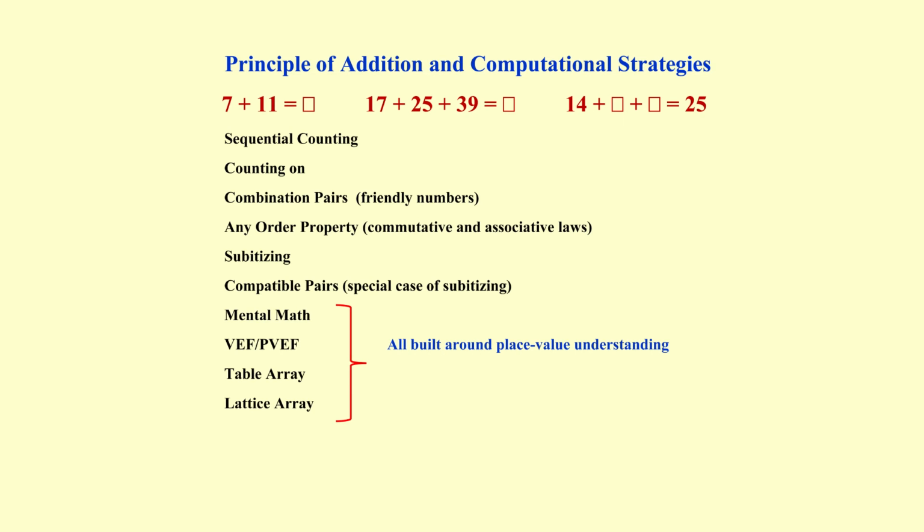And so we've talked about value expanded form, place value expanded form. We talked about mental math. We talked about table array. And we're going to talk about lattice array. Let me make this comment one more time. We're not trying to present a whole bunch of computational strategies to our kids with the idea that they're going to memorize all of them or learn all of them. We just want to make sure that when we present these to kids, if they don't like one particular computational strategy, you've got another one.